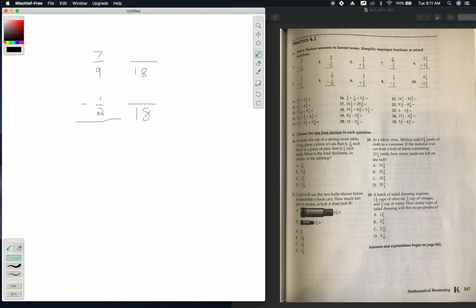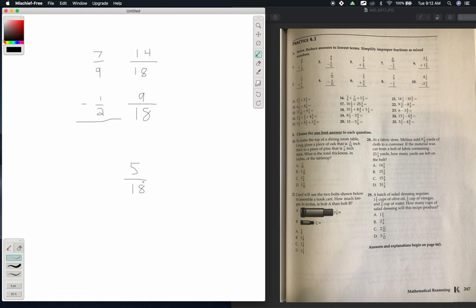So 2, because we multiplied 2 9 times, we also have to multiply 1 9 times. So make that a 9. Since we multiplied this 9 2 times, we have to multiply 7 2 times. 14. So 14 minus 9 equals 5. Then we just bring the 18 down. Okay.